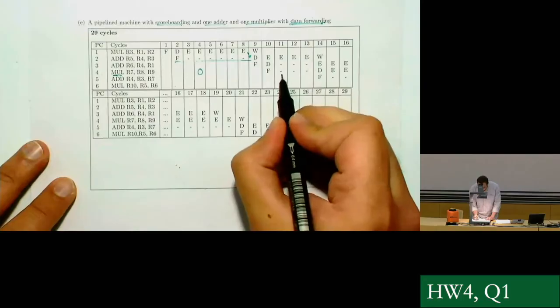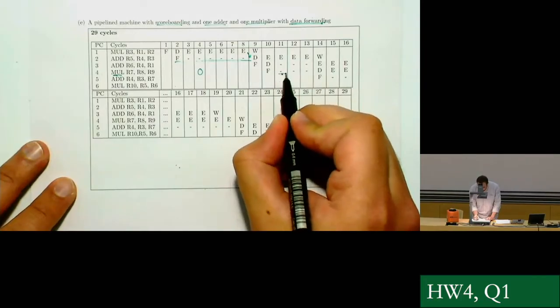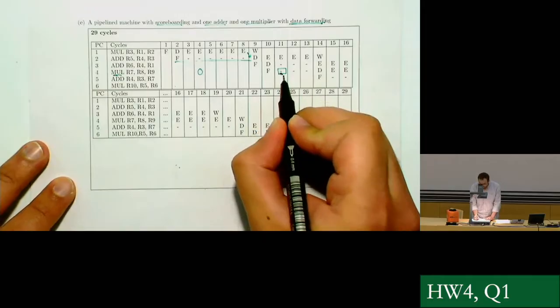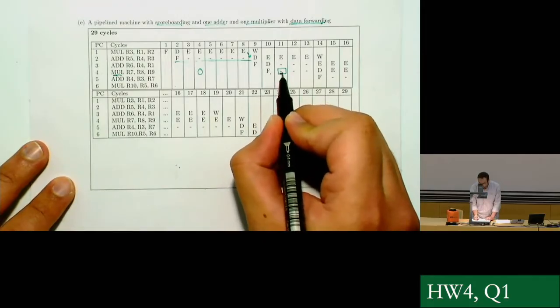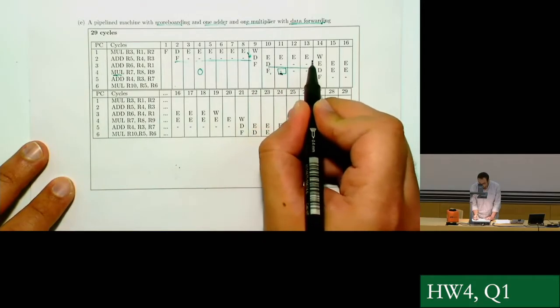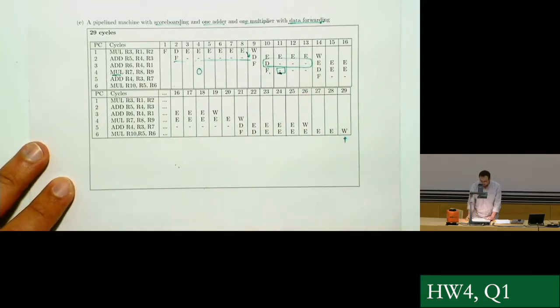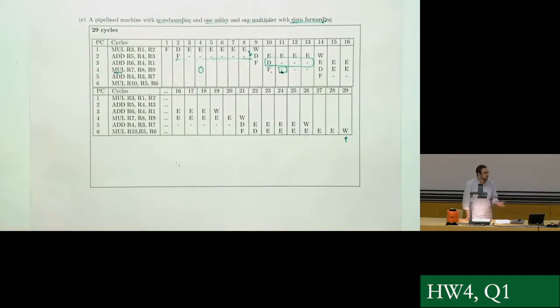Cycle 11 here. So you're asking why this stalls here? So after fetch, it needs to go to decode, and the decode is busy with this here. Any other? No? Okay. Then we can go for the next question, I guess.